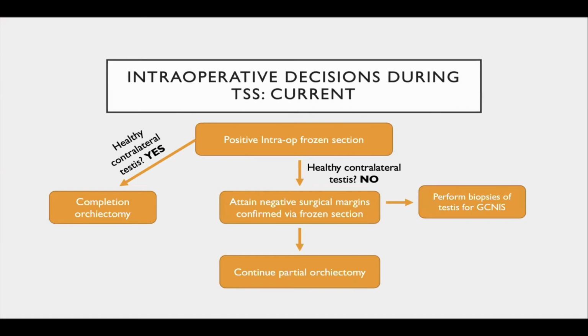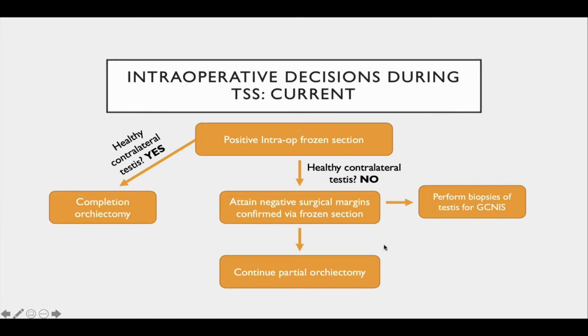So let's say we've gotten to that point where we have a positive intraop frozen section, and then we look at the patient and we say, do they have a healthy contralateral testis? If the answer is yes, still, the recommendation is probably that you complete an orchiectomy on that person. It's going to give you the best oncologic outcome, and be a very definitive surgery, and hopefully should minimize some of the issues they might have moving forward.